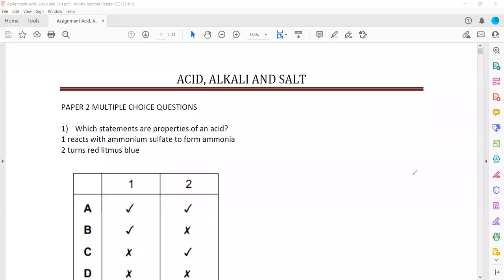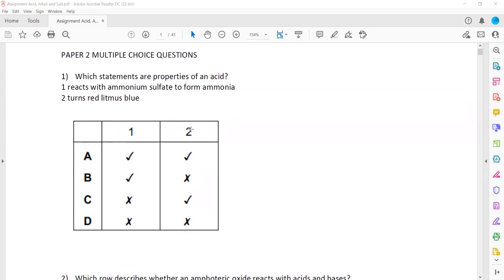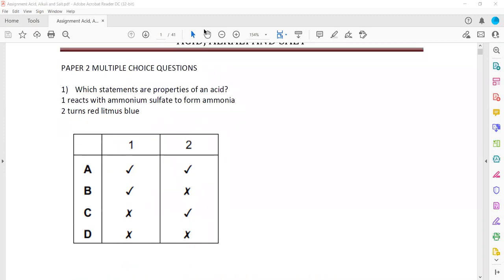So this session is totally related to questions from acid, alkali, and salt, topic 8. The first one, which statements are the properties of the acid? So we have to check. The first statement is react with ammonium salt to form ammonia. That is wrong, because this is not the property of acid, this is a property of alkali. So it cannot be one.